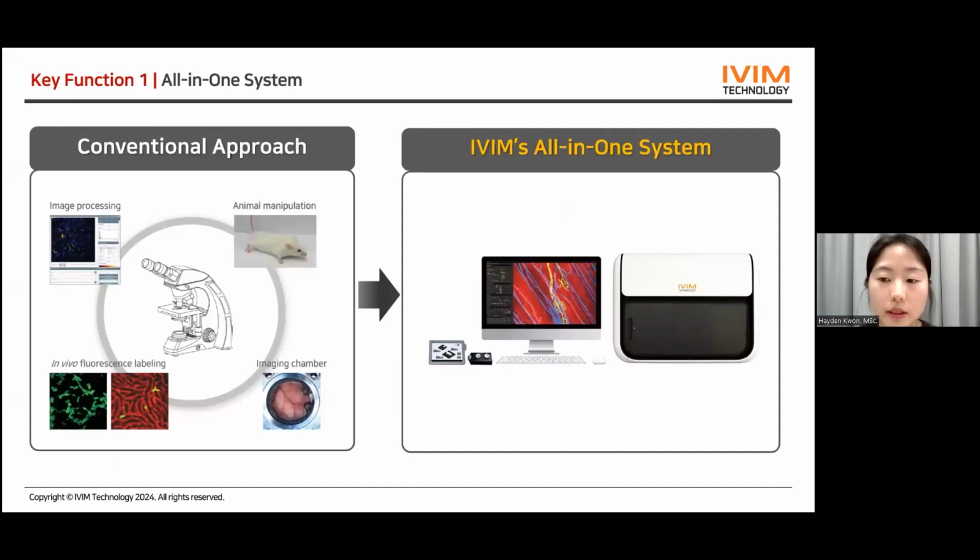In addition to the limitations of traditional imaging, researchers had to prepare animal models, imaging equipment, and software for post-processing on their own. However, with IVIM Technology, we have optimized a system that is easy to operate and maintains the best conditions for animals. And this allows researchers to easily achieve standardized imaging results, thus increasing the reproducibility in research.